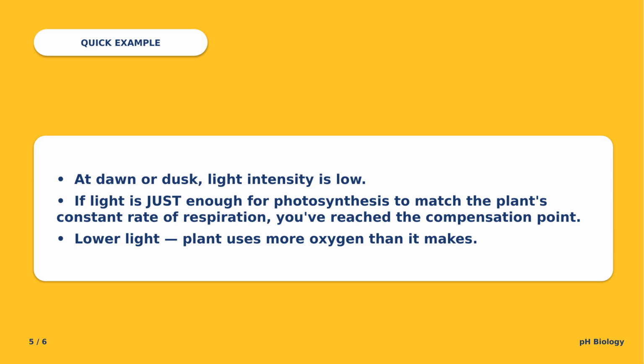Quick example, at dawn or dusk, light intensity is low. If light is just enough for photosynthesis to match the plant's constant rate of respiration, you've reached the compensation point. Lower light, plant uses more oxygen than it makes. Higher light, plant becomes a net producer of oxygen.